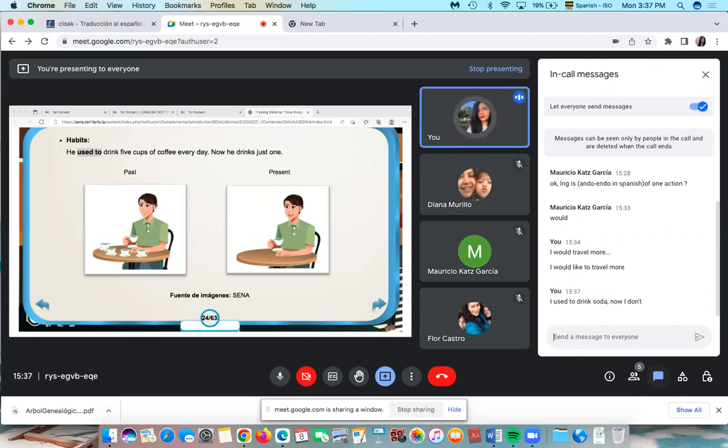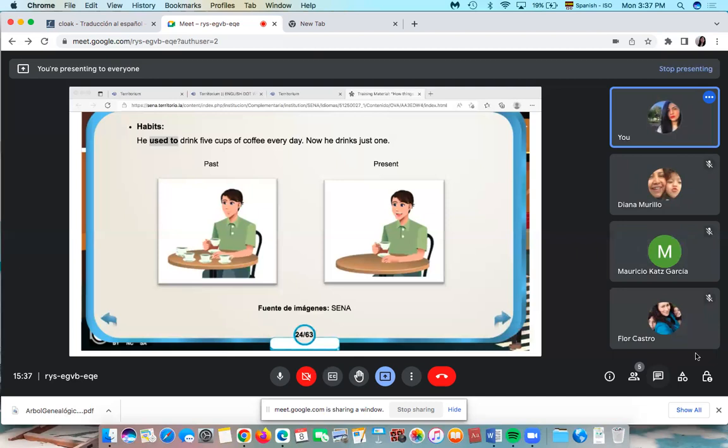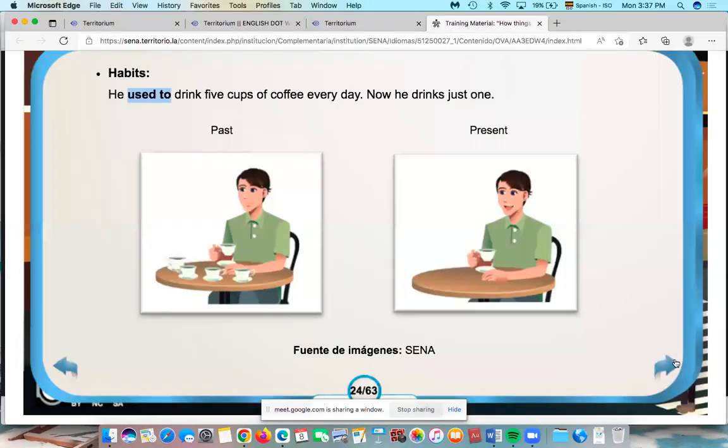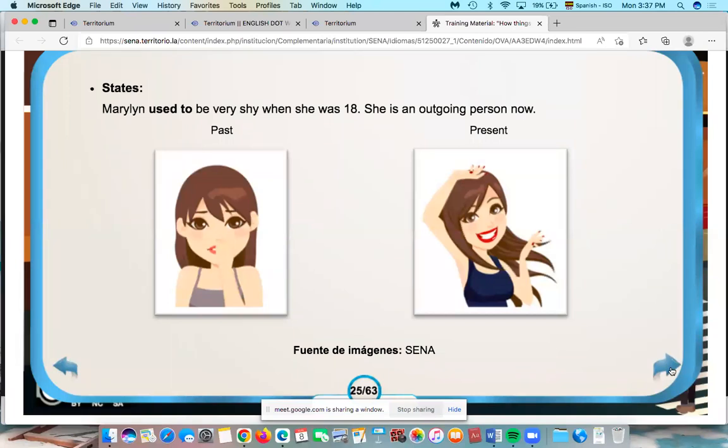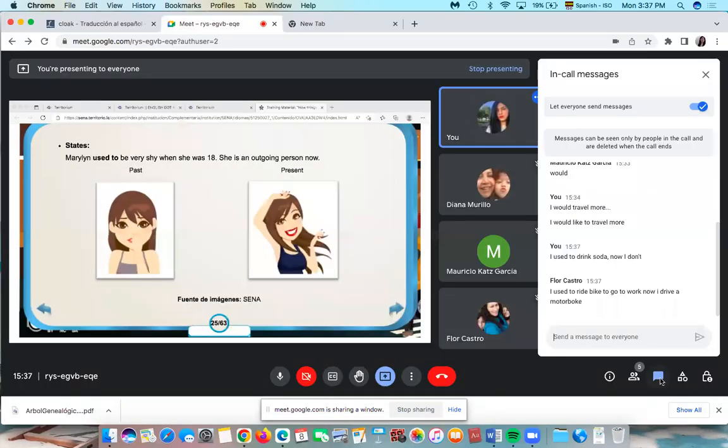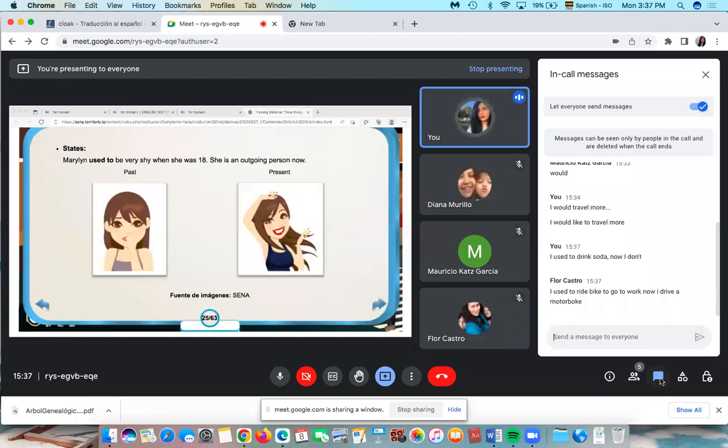Okay, I don't know if probably Flor is busy. Yeah, Flor, if you get the chance to text your example, that's great. If you cannot do it, it's perfect too. Okay, Marinly, example here. Yeah, perfect, Flor, thank you. I used to ride bike to go to work. Now I drive a motorbike. Excellent example. Yes, thank you so much.